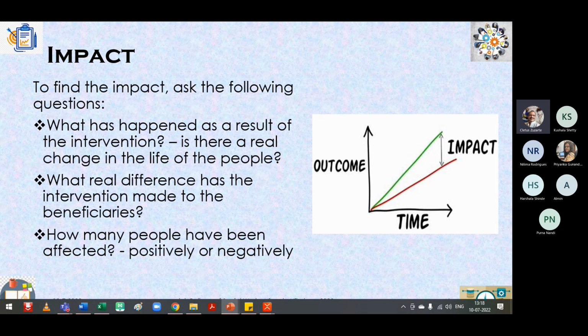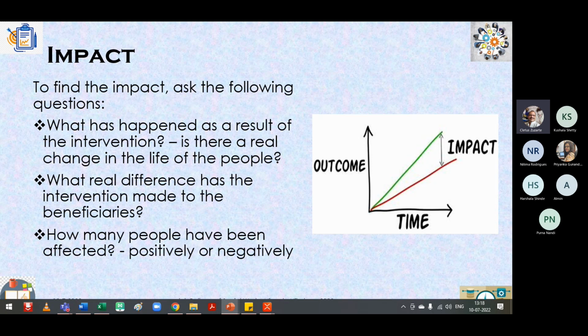Impact is saying what has happened as a result of that intervention. Is there a real change in the life of the people? What was that real difference that the intervention has made to the beneficiaries? How many people have been affected positively or negatively? See, impact usually is seen at the end of the project or after the project, maybe after 4 to 5 years of the project.